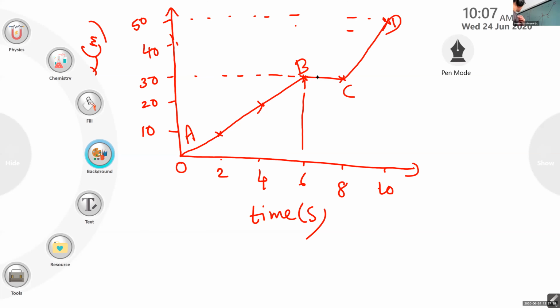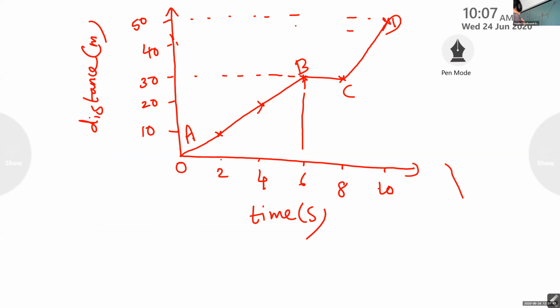Who will give me the answer? Tell me, does the entire graph indicate uniform motion or non-uniform motion? Uniform motion. Entire total graph. It's a non-uniform motion. It's not uniform. A, B, C, D.